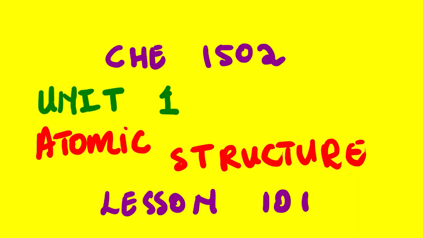Our lesson for today will be based on Chemistry 1502, that is General Chemistry 1B, also known as Organic Chemistry. The focus for today's topic will be under Unit 1 in your study guide, and we will be looking at the most basics of chemistry, which is the atomic structure. This is lesson 101. Let us start.